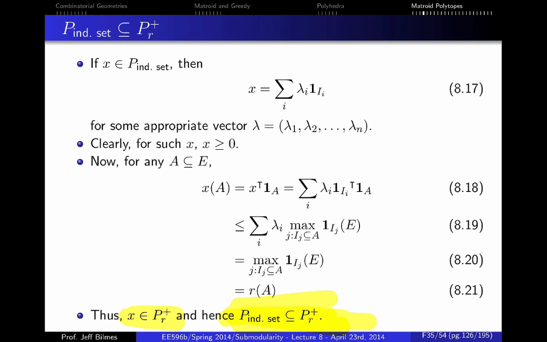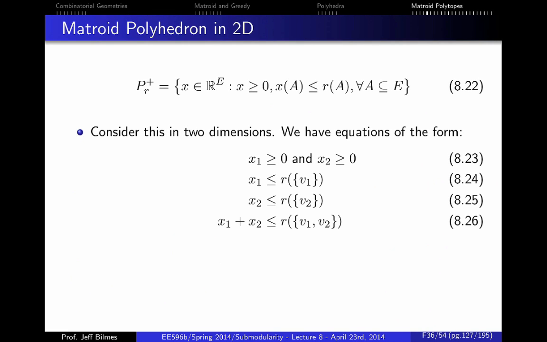But before we do that, let's take a look at this rank polytope a little bit more closely. Let's look at what it looks like first in 2 dimensions. We've got this rank function. Let's say there's some matroid, and we've got equations of the following form. First of all, it has to be in the positive orthant, right? So each of the entries is non-negative. Then the first entry has to be less than or equal to the rank of v1. The second entry has to be less than or equal to the rank of v2. And the sum of the entries has to be less than or equal to the rank of both items, right?